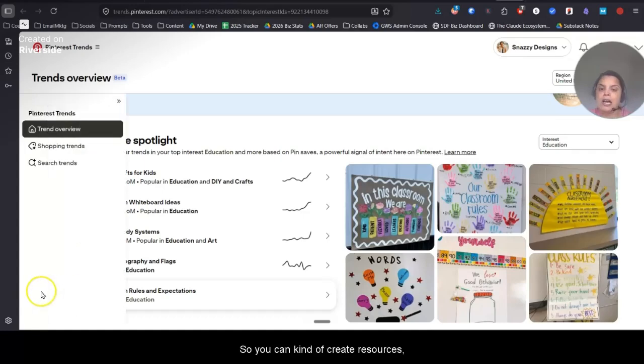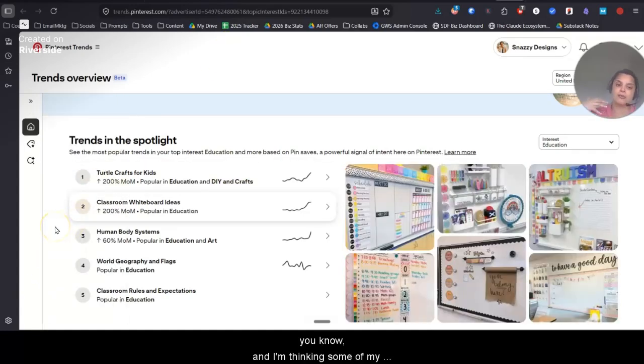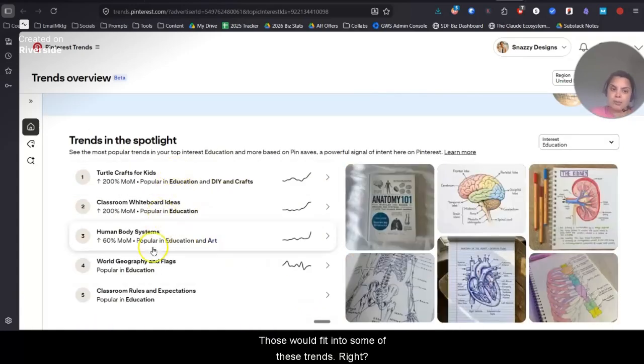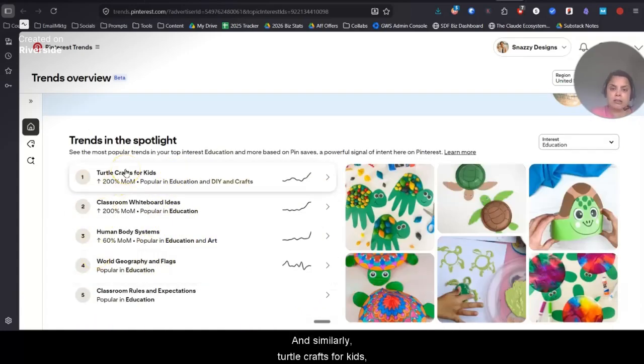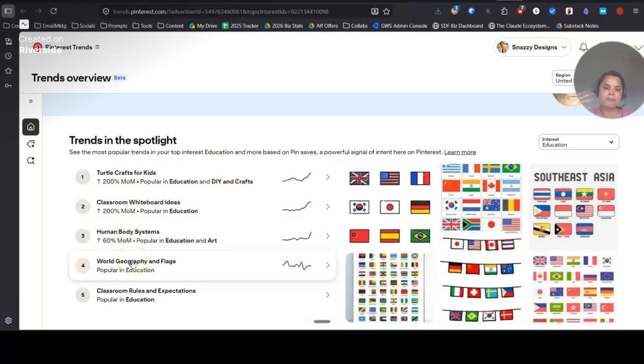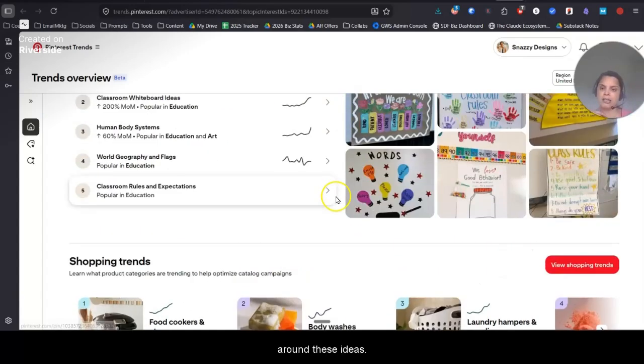So you can create resources. And I'm thinking some of my classroom decor products, the desk tags that I just released, the classroom bulletin boards that are going to become more popular, back to school products that are becoming popular, would fit into some of these trends, right? And similarly, turtle crafts for kids, that looks so cute. So I could use turtle clip art, turtle icons and images to make my products more appealing to kids. You could create content around human body systems or world geography. There's just so much, flags and all of that. There are so many products you could create around these ideas.